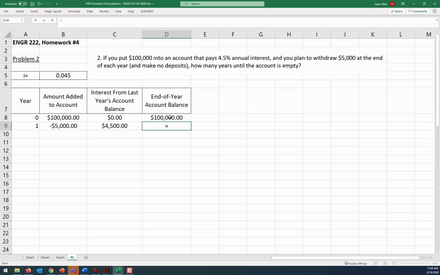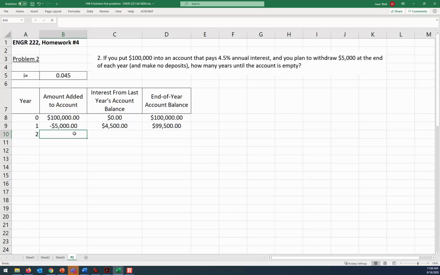So it is the end of year account balance. So at the end of the first year, we have the previous year's balance. So, we had that original 100,000, and we are taking out 5,000, but we're earning interest that year as well. So you can see that it went down at the end of the year because we took out more than we earned in interest. Our balance is a little lower.